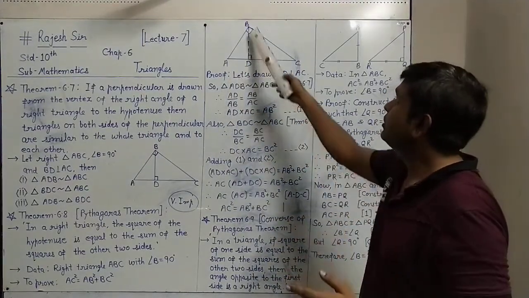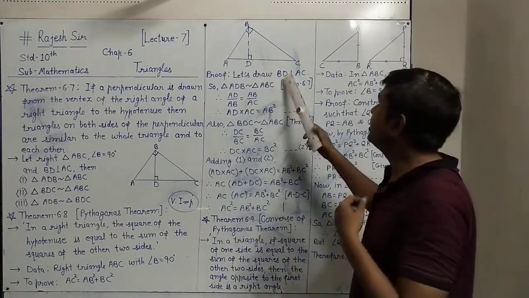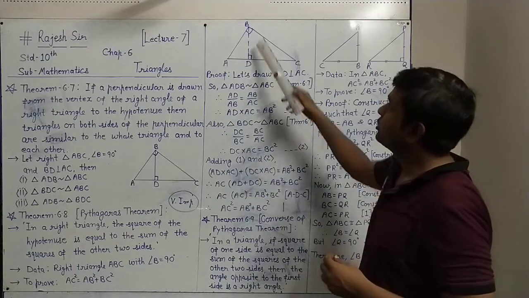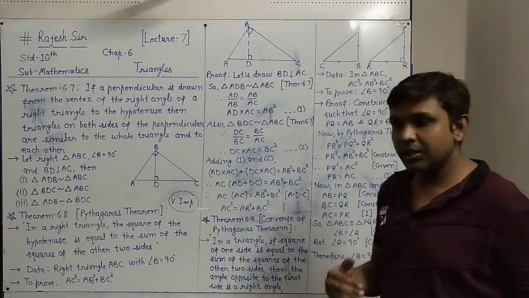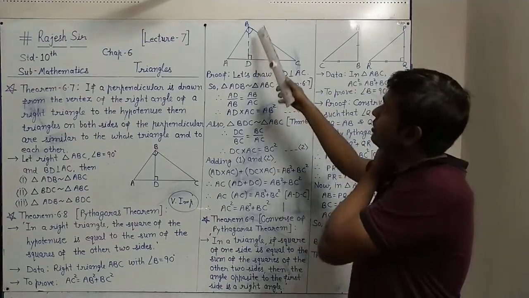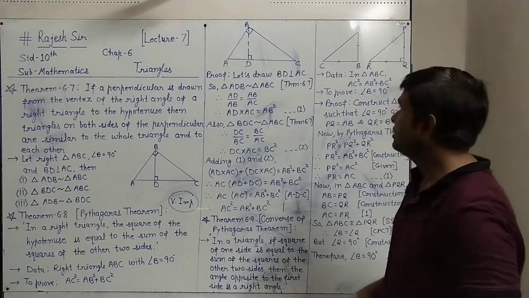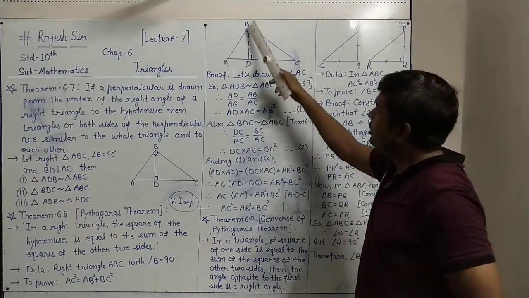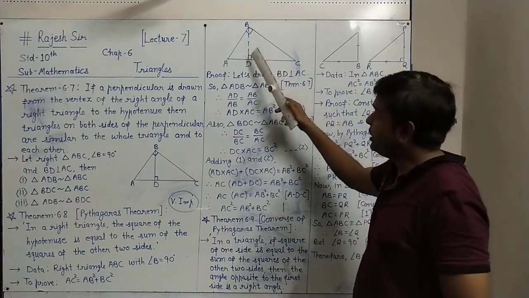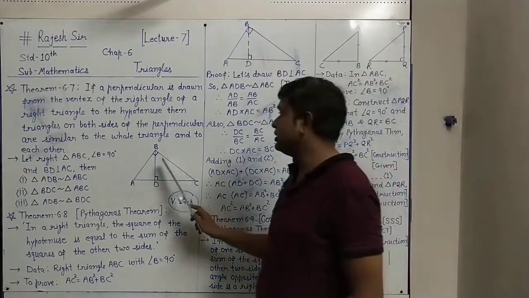Let's draw BD. It is not given, so we will draw it. Let's draw BD perpendicular on AC. By the broken line, the extra drawing is always shown by a perpendicular broken line. So this BD, shown by a broken line, is perpendicular drawn on AC, that is the hypotenuse. So if we have drawn this perpendicular BD on AC, this is the figure which was in theorem 6.7.